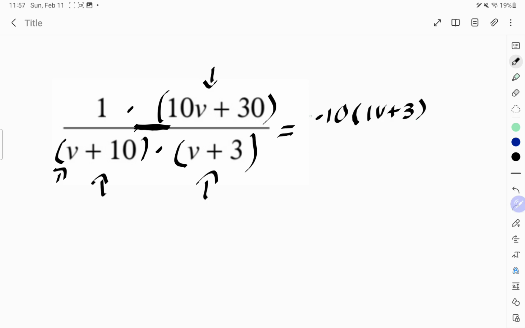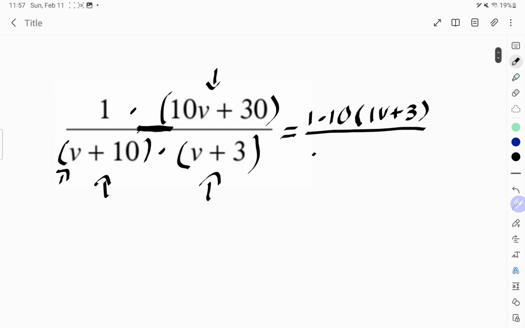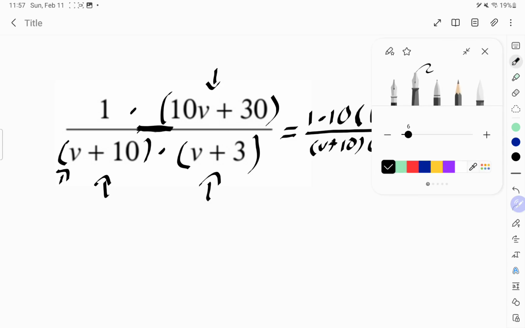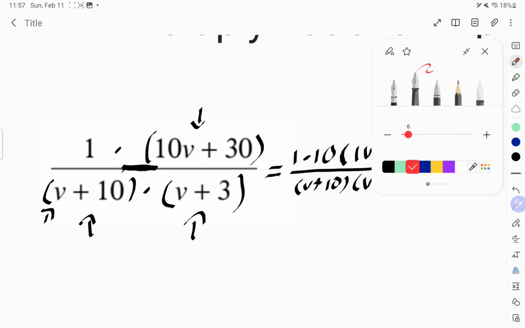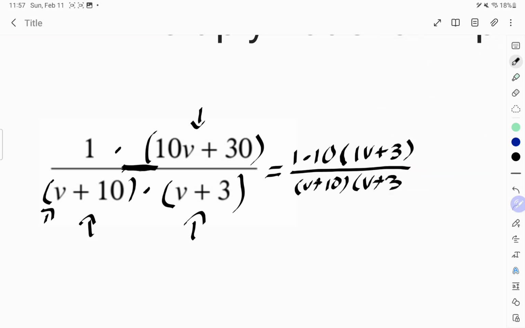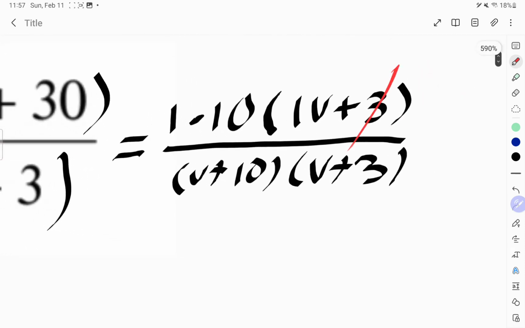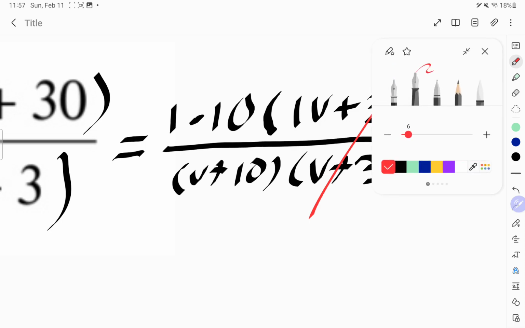Okay, don't forget, we still have the times 1 in the front. So I brought it back. On the bottom, we didn't change anything, so we're just going to rewrite it: v plus 10, and then v plus 3. What we're going to do here is cancel stuff out. Anything I have on the top and on the bottom, I can cancel out. So let's go ahead and cancel things. I know these two are going to cancel out, and anything else is going to be my answer.